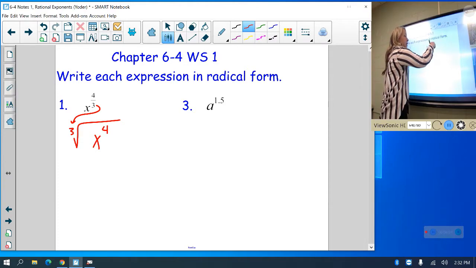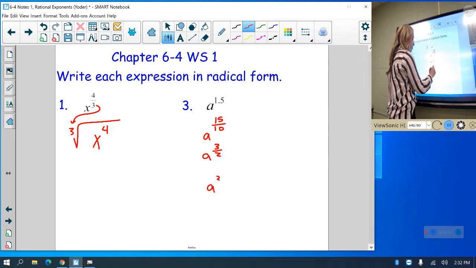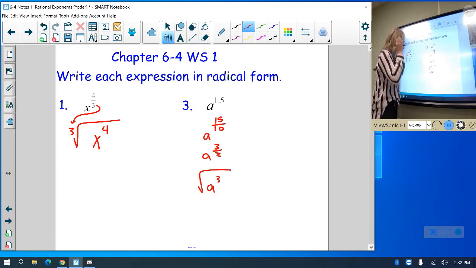For this one, I have to change this to a fraction. So this would be a to the 15 over 10, which is a to the 3/2, which is actually a cubed underneath a square root. 3 is the exponent, 2 is the root, the index for the root.